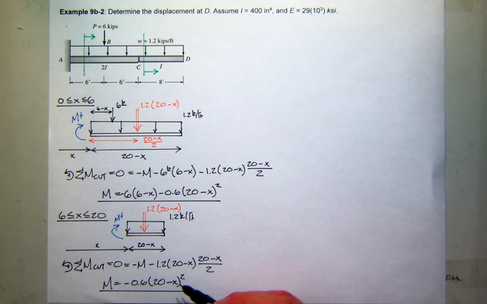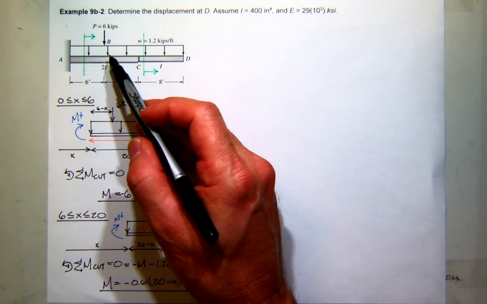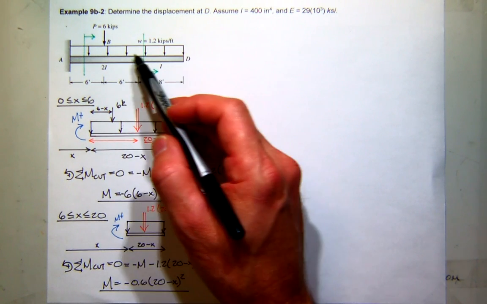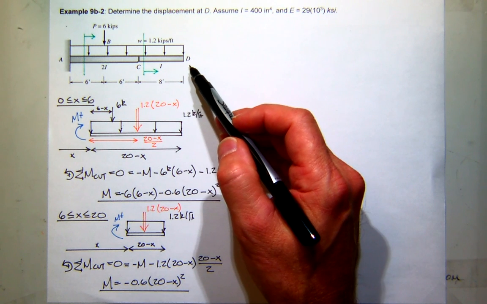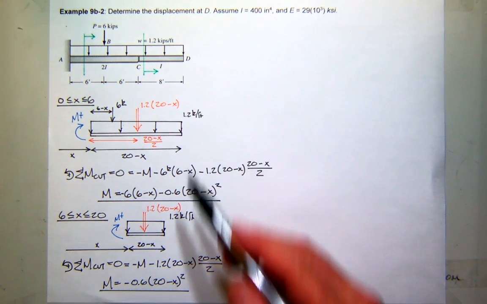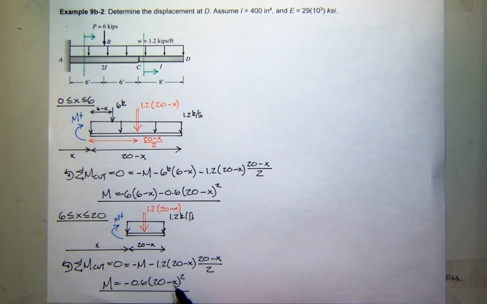Now this one I can check, right? Because I do know the moment somewhere between 6 and 20. Where? Yeah, the free end. What's the moment at the free end? 0. That's when x is equal to 20. And you see when you put in x equal 20, you get 0. So that seems good.